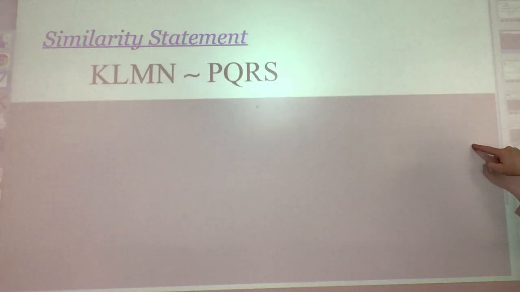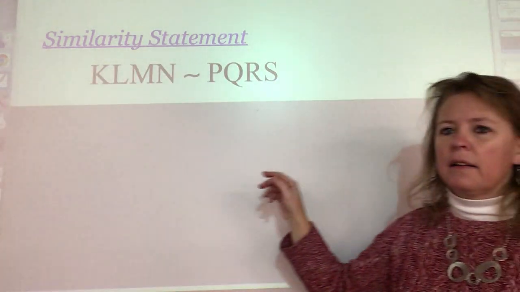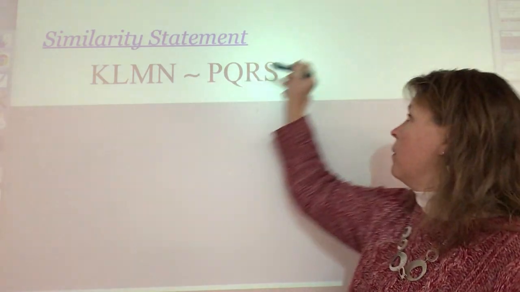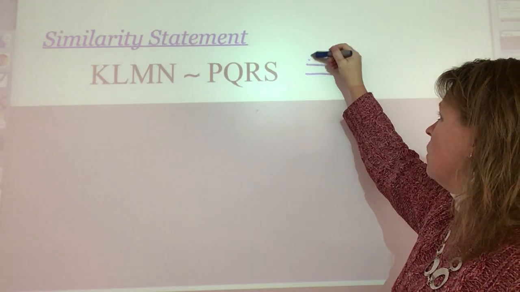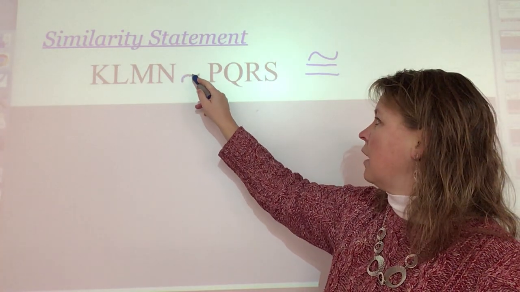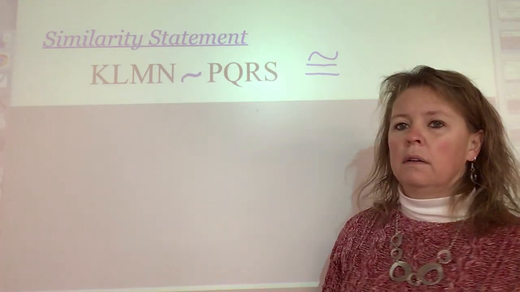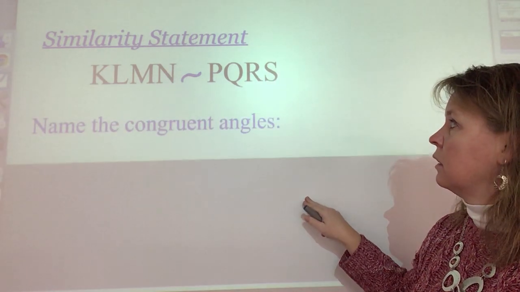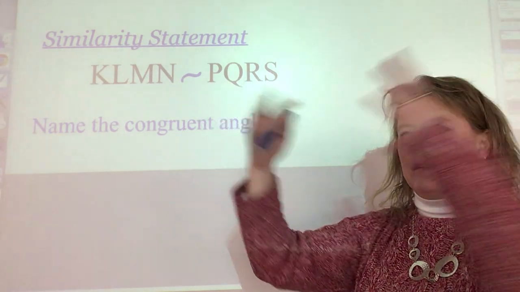A similarity statement looks almost exactly the same as a congruent statement, but check out that similar symbol. Remember that a congruent statement has an equal sign and then the swirl. This one has just the swirl. So that is similar, meaning they're very, very close. It's just either expanded or shrunk.